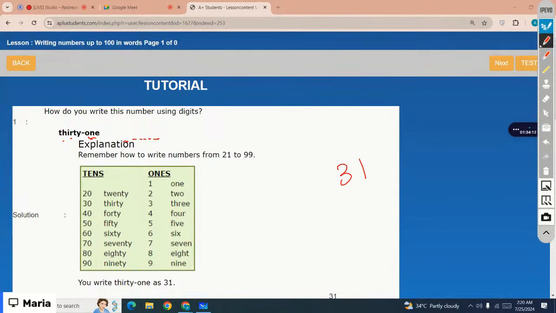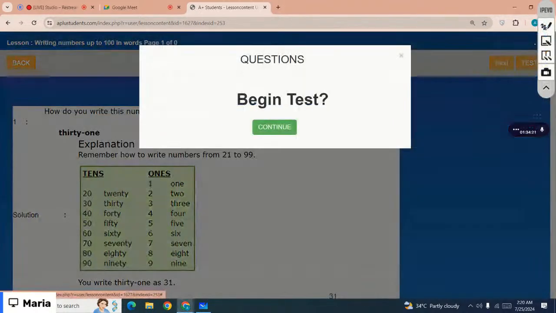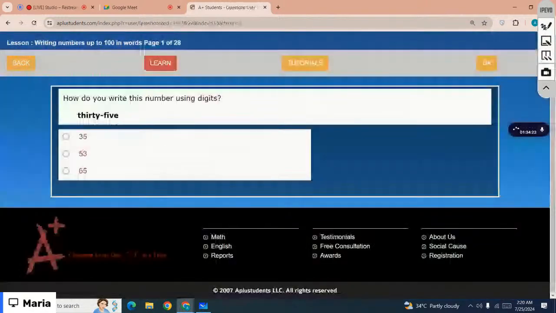See how we pronounce the word. You have 3 and 1 written. You can read it as 31. Let's just start with the test questions. How do you write this number using digits? 35. Which is the correct option? Option number 1 is the correct option. You can write it as 3 and 5, 35.